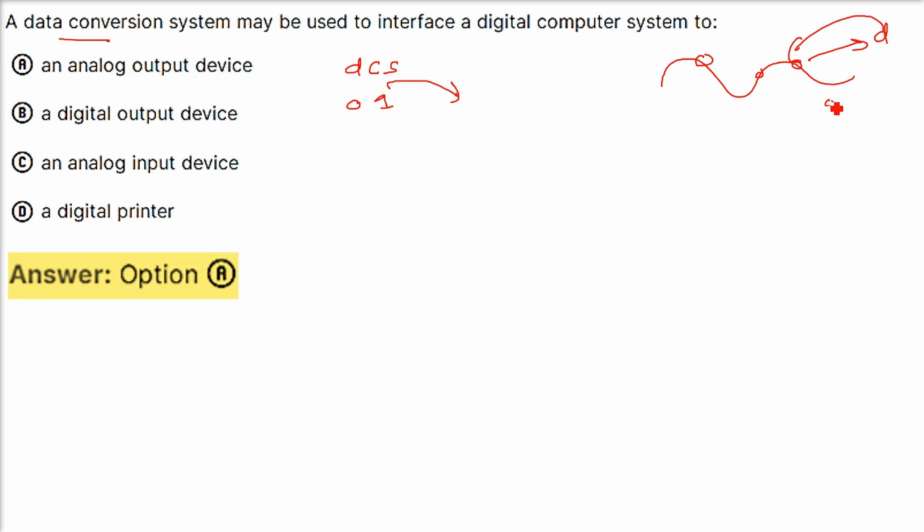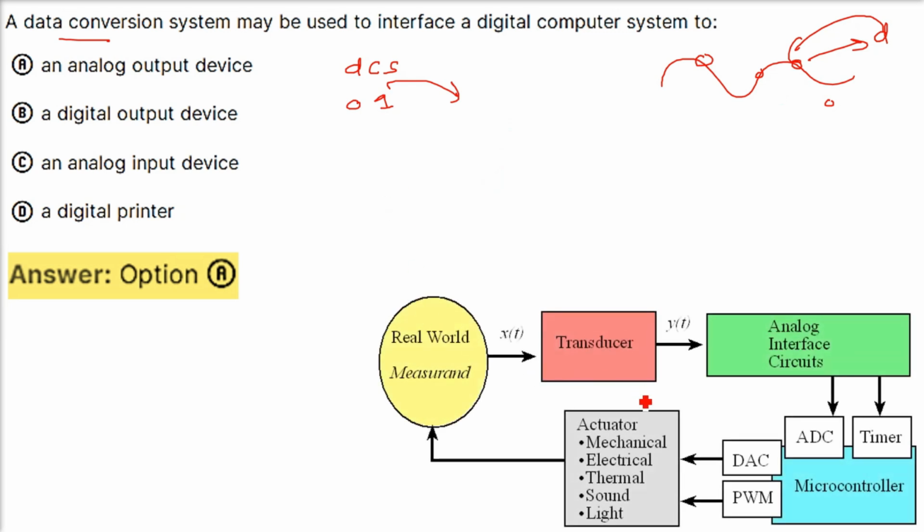So what is the data conversion system for it? It is an analog output device. There are two things: an analog to digital converter, which converts the analog signal into a digital signal, and then a digital to analog converter, which takes the digital signal and gives you the analog signal. So there are different conversion systems like this.